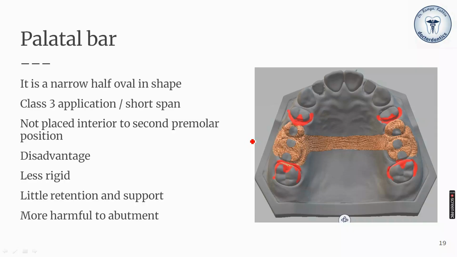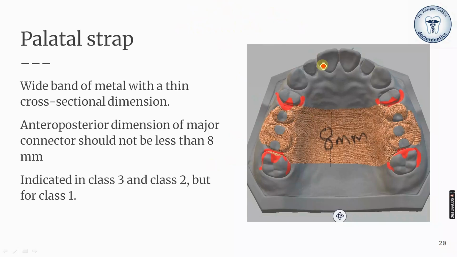What are the disadvantages? They are less rigid and give you little retention and support because the structure is smaller, and it will be more harmful to the abutment because it mainly depends upon the abutment for the retention. Hence, it will affect the abutments. Now coming to the palatal strap, it should have a minimum width of 8 mm. Hence, it will give you better cross section dimension and cross section stabilization. It should not be less than 8 mm, and they are indicated in class 2 and 3 but not in class 1 because in class 1 there will be no posterior abutments.